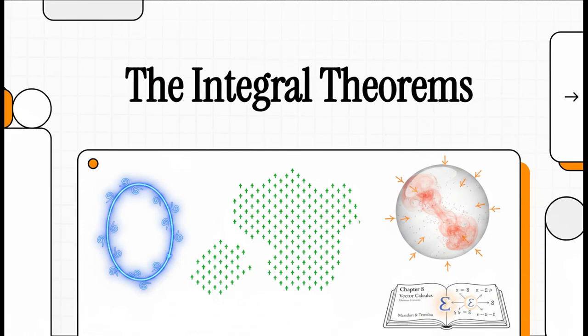All right, welcome. Today we're going to dive into what is, no joke, one of the most powerful and elegant ideas in all of mathematics. It's drawn straight from Chapter 8 of the legendary textbook Vector Calculus by Marsden and Tromba. We're talking about the great integral theorems.